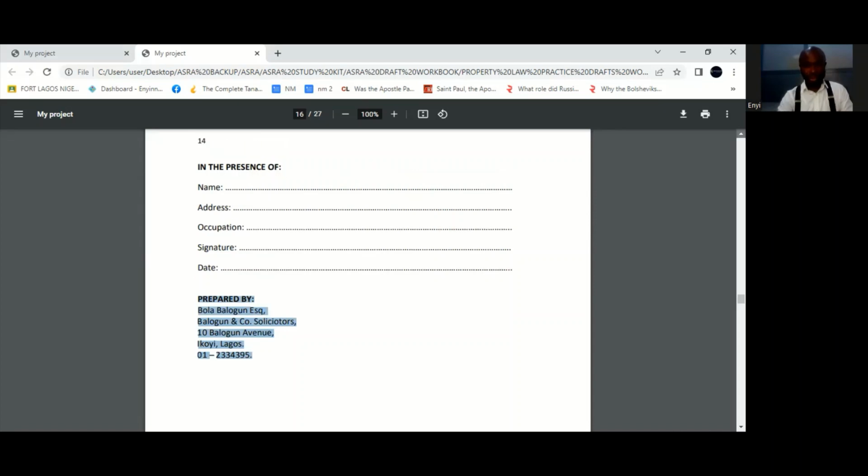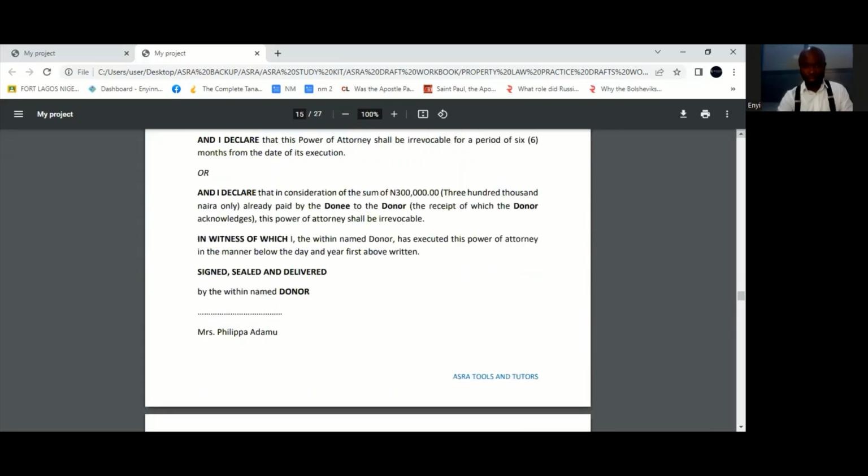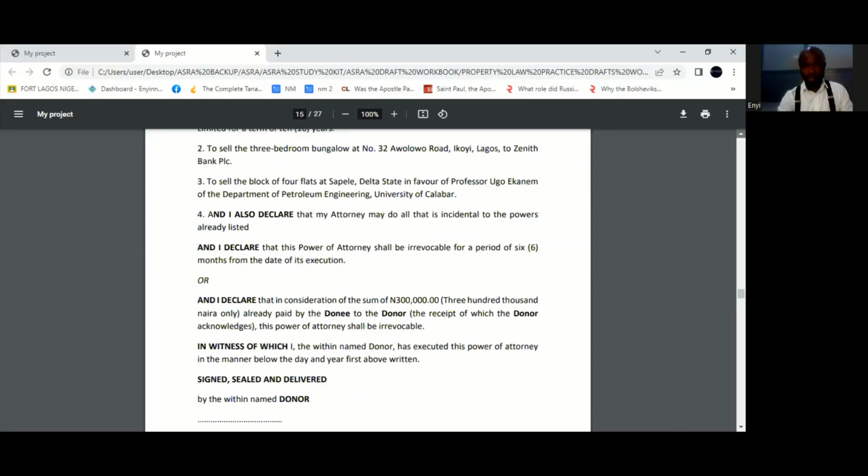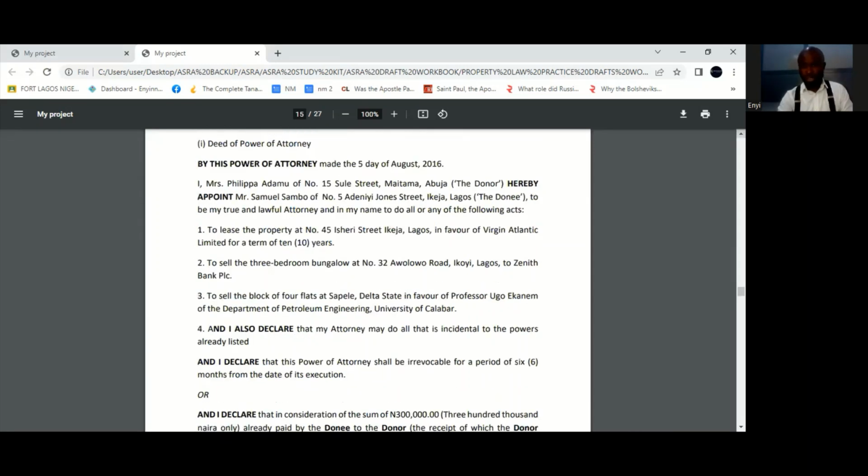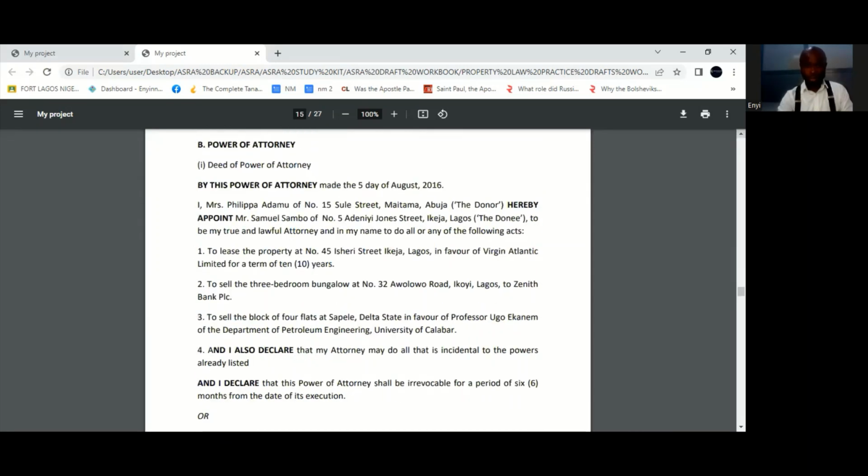So that's how to draft a power of attorney. It's a very simple draft to learn, very few clauses. So I hope this has provided some useful insight into drafting a power of attorney for you.